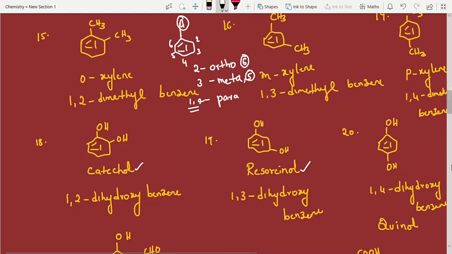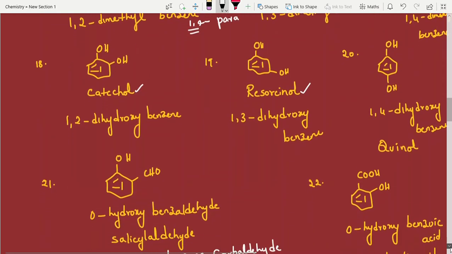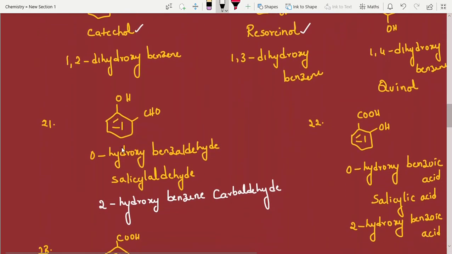Okay. Now next important one is salicylaldehyde, orthohydroxy. This is the chain terminating functional group. This is the highest priority. This is first position, this is second position. So 2-hydroxybenzene carbaldehyde. Or else with respect to this, this is the ortho position.